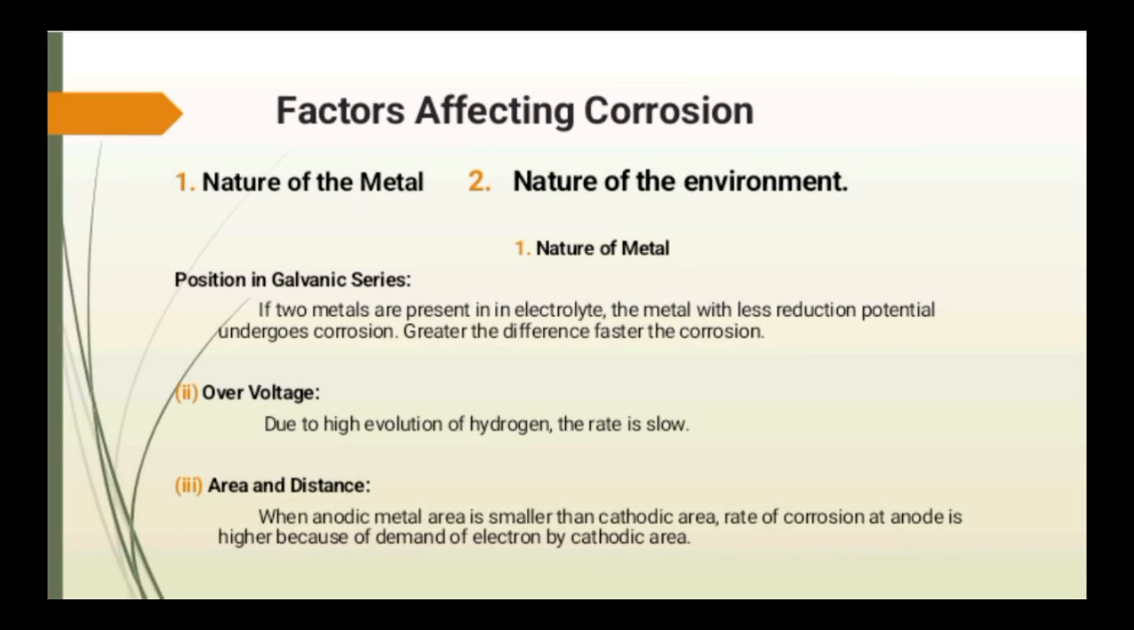So the next topic is about factors affecting corrosion. There are two primary factors that affect corrosion. First is the nature of the metal, and second is the nature of the environment. So let's explore this in more detail. The nature of metal plays a significant role in corrosion, and the key points include the position of metals in the galvanic series, overvoltage effects, the area and the distance between anodic and cathodic areas, and the physical properties of the metal such as grain size and the stress distribution.